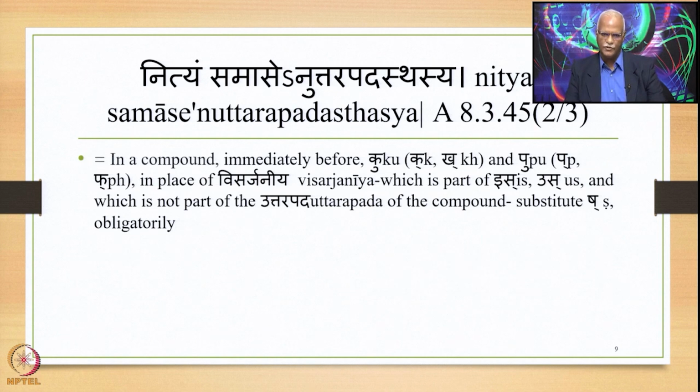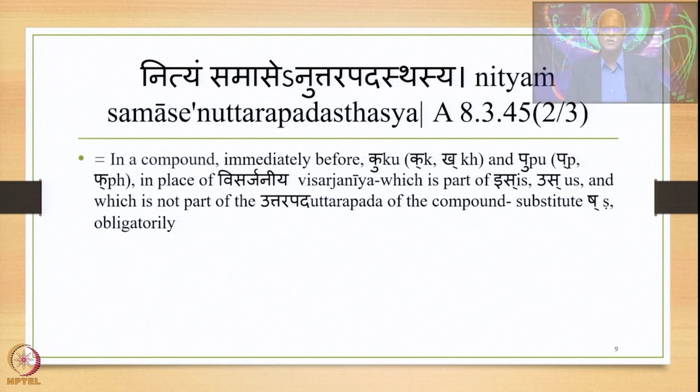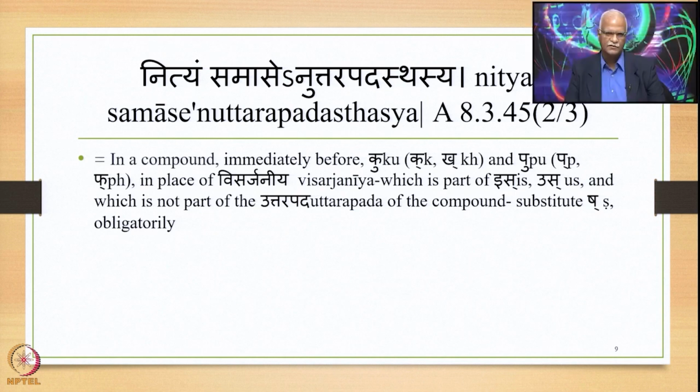So the meaning of the sutra is the following: in a compound, Samase, immediately before Ku and Pu, Kupvoho, in place of Visarjaniya, Visarjaniyasya, which is part of Is and Us, Isusoho, and which is not part of the Uttarapada of the compound, Anuttarapadasthasya, substitute Sh, Shaha, obligatorily, Nityam. I repeat, in a compound, Samase, immediately before Ku and Pu, Kupvoho, in place of a Visarjaniya, Visarjaniyasya, which is part of Is and Us, Isusoho, and which is not part of the Uttarapada, Anuttarapadasthasya, substitute Sh, Shaha, obligatorily, Nityam.